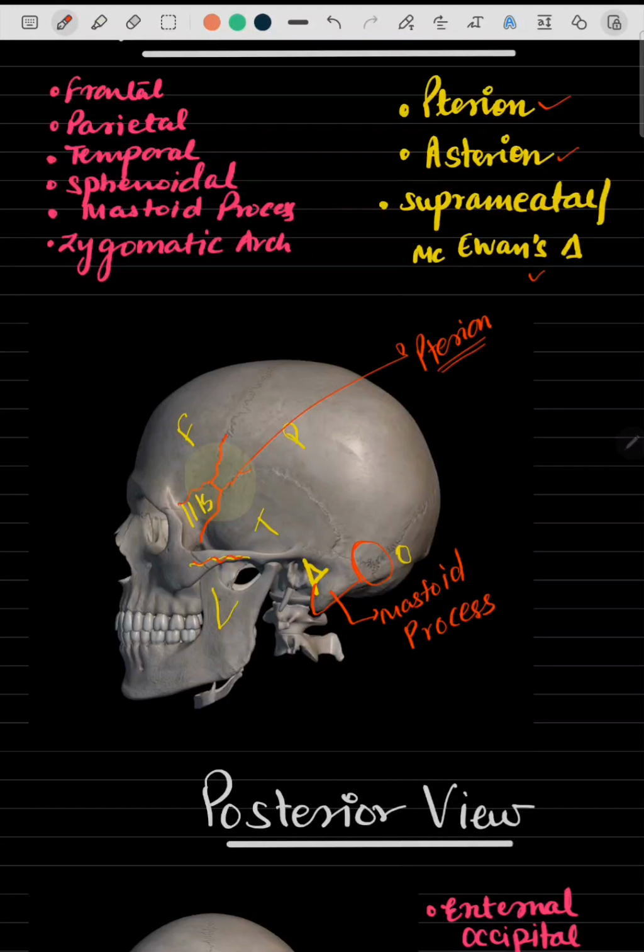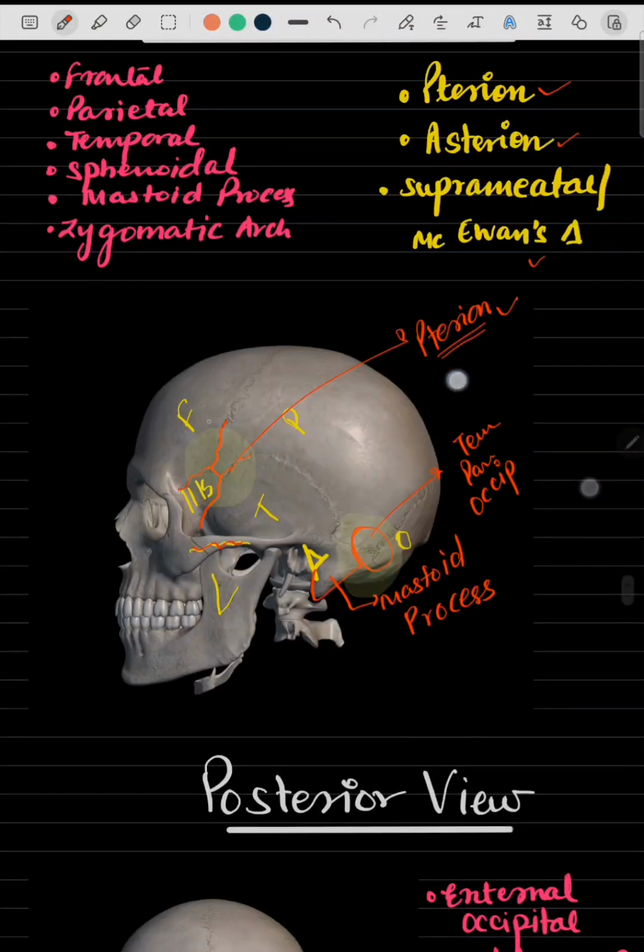Now this structure here, let me highlight this. This here is said to be your asterion. Now asterion is something which is formed at the junction of the temporal bone as well as your parietal bone as well as your occipital bone. So if we talk about pterion, it was formed by the junction of four bones: the parietal bone, frontal bone, temporal bone and the sphenoidal bone. Whereas your asterion is made by the junction of these three bones, that is the parietal bone, temporal and the occipital bone.